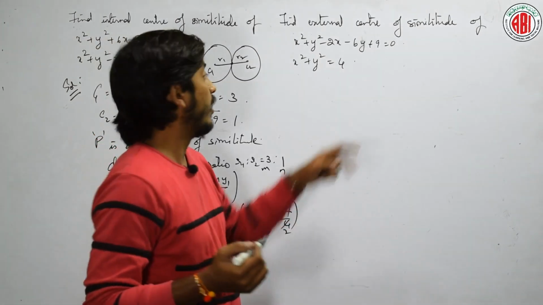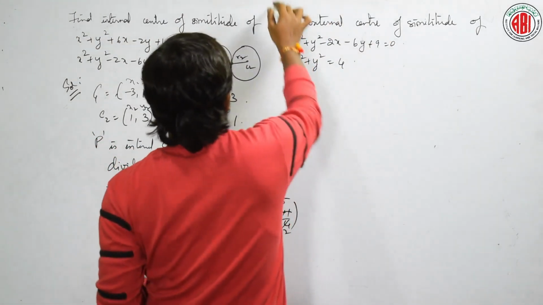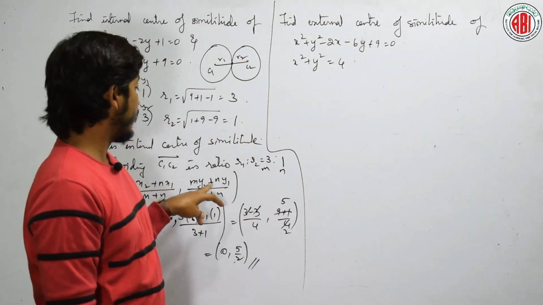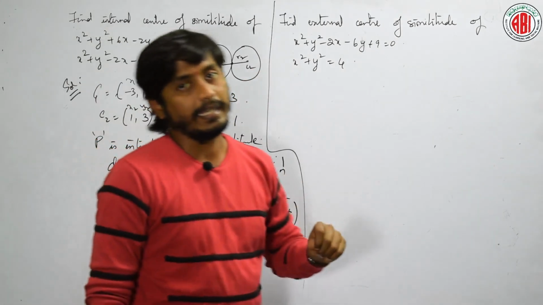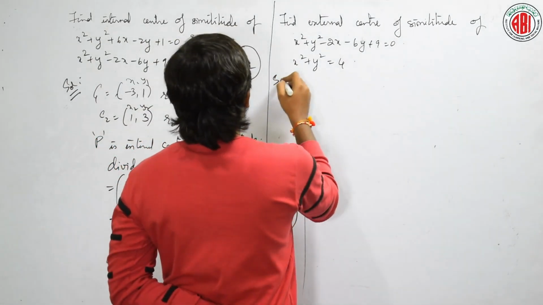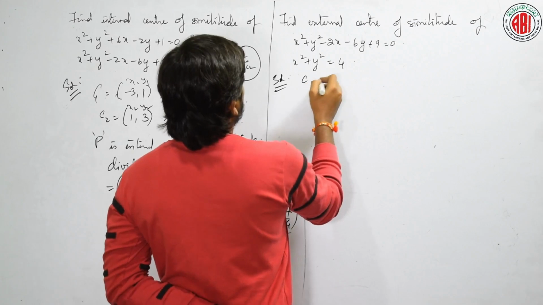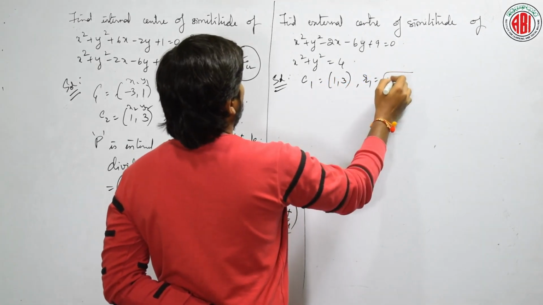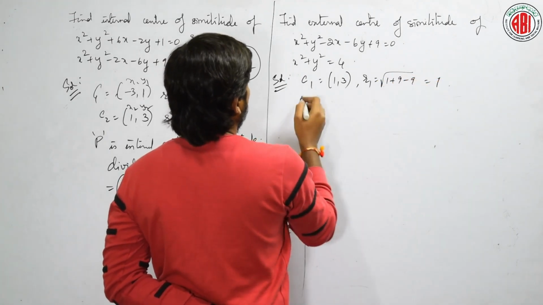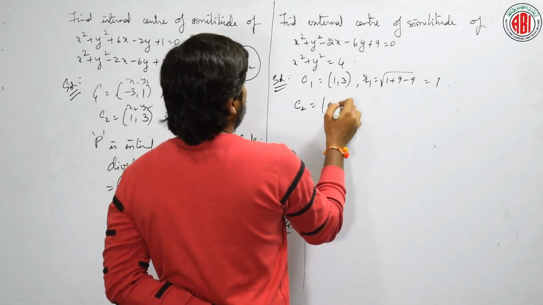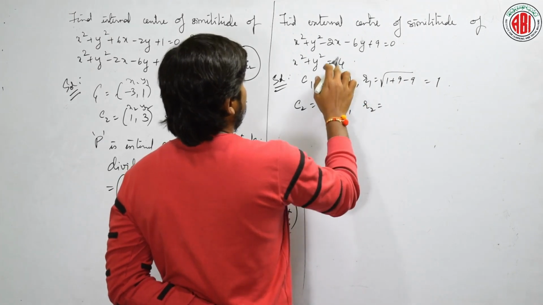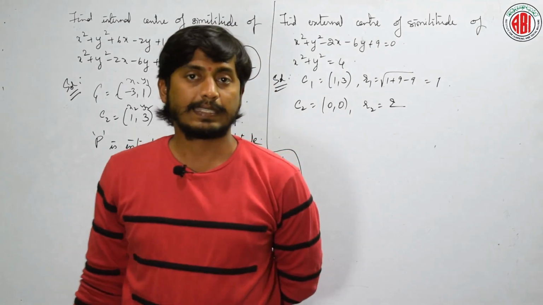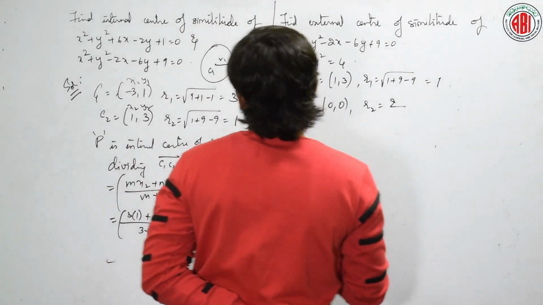The condition to remember here is, since it is internal, we use the internal section formula. Here he is asking us to find the external center. What is the difference between the internal center and the external center? The only difference is that here we will have a plus and there we will have a negative sign. So, let us first find the centers. The center of this is (1, 3), radius is under root 1 plus 9 minus 9, which is 1. The second center is obviously the origin. The second radius is, it is in the form x square plus y square equal to r square, that is 2.